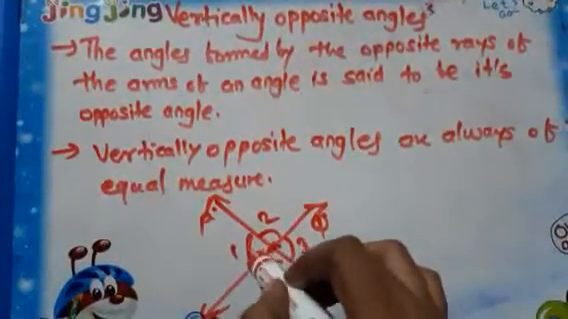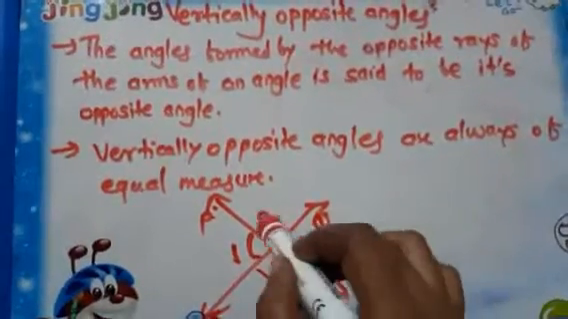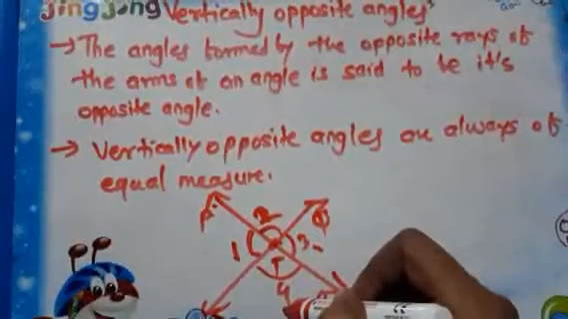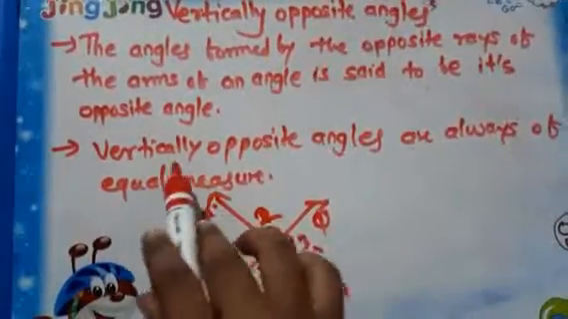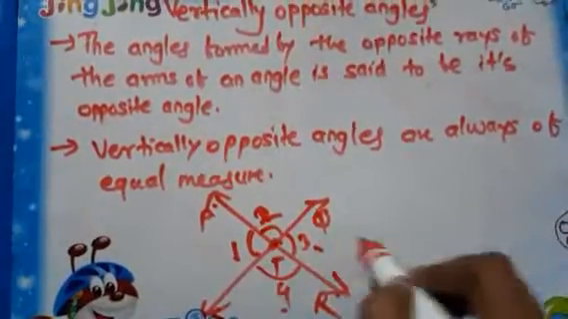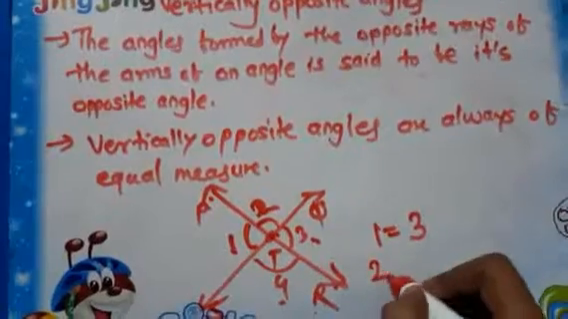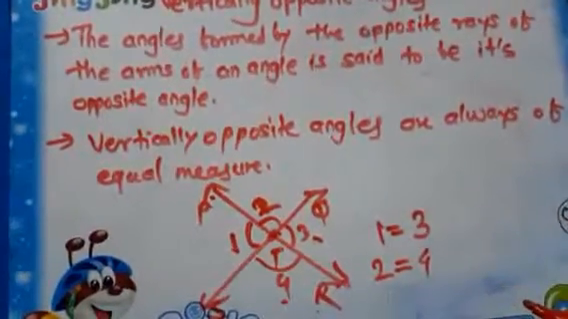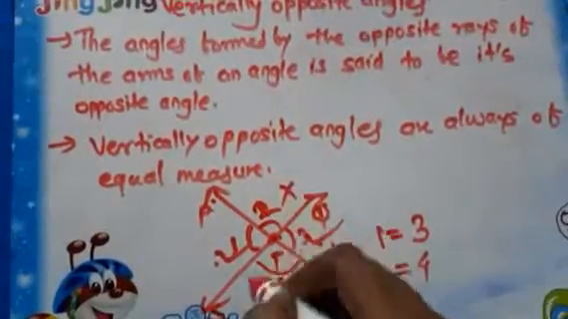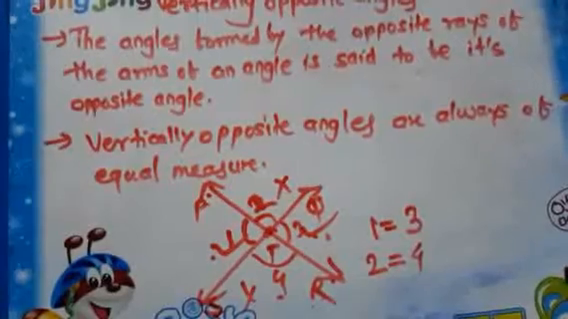Means for this angle 1, the vertically opposite angle is the third one, and for this second angle, the vertically opposite angle is this fourth angle, and these vertically opposite angles are always of equal measures. Means first angle's measure will be equal to third angle's measure, and second angle's measure will be equal to fourth angle's measure. This is the property of vertically opposite angles.